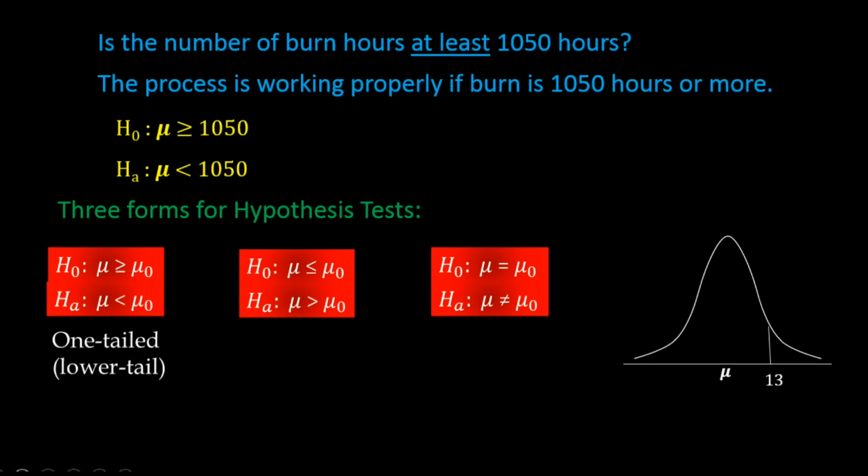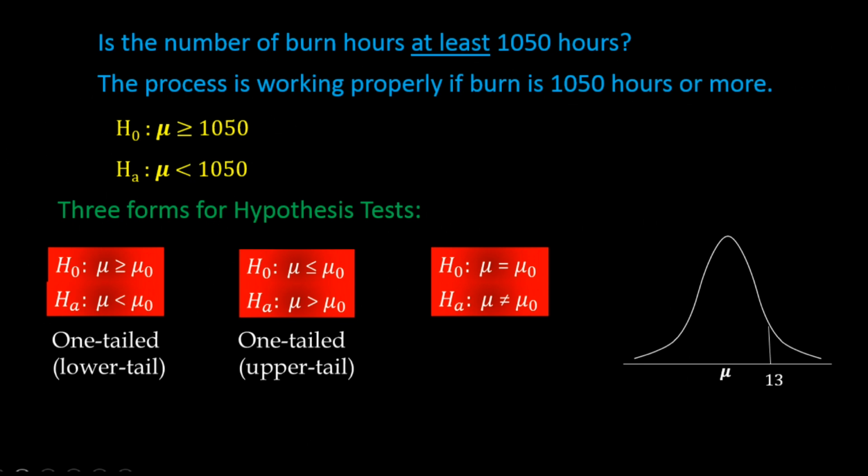On the distribution, that would look like the way it's marked with 13 and the upper tail area marked off. Any sample results above that point would indicate evidence that the true mean is greater than the hypothesized value. This is called a one-tailed or upper tail test.